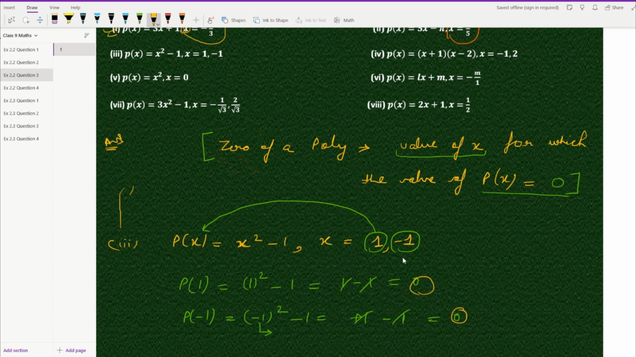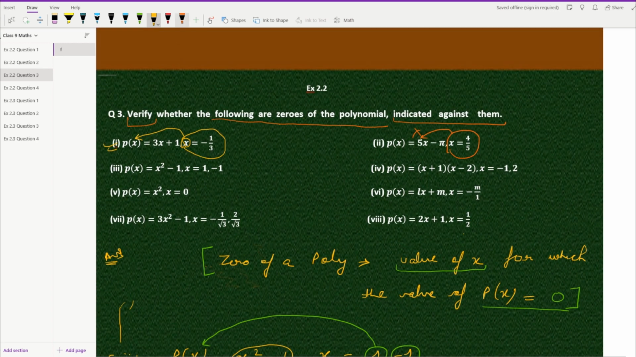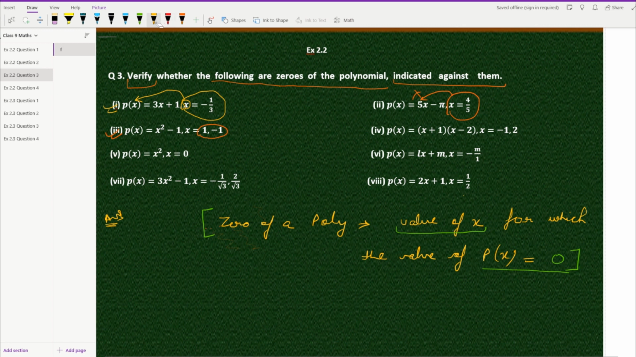It means both the values of x, that is x is equal to 1 and x is equal to minus 1, are the zeros of this polynomial p(x), that is x square minus 1. In the third case we have got the answer, yes. These both the values are the zeros of this polynomial. Now let us move to the fourth part of this question.